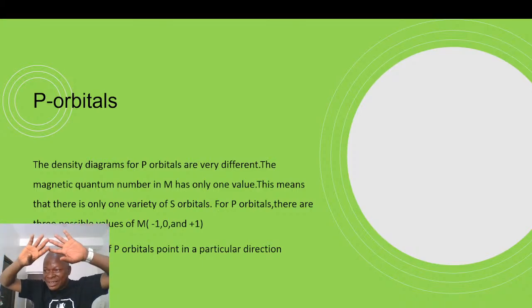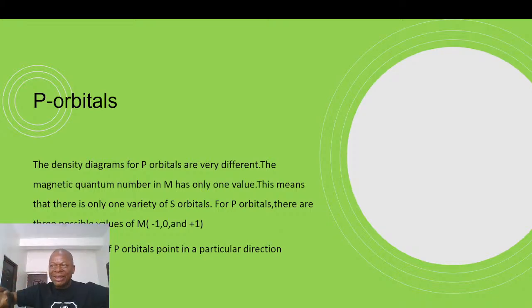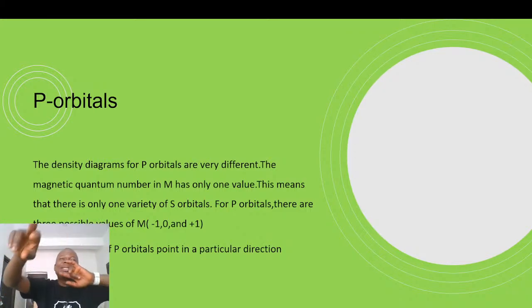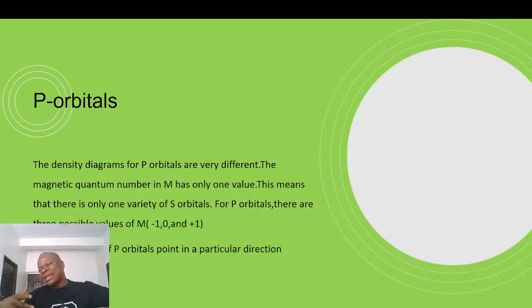So if you are to draw the shape of p orbitals, you're going to have 3 different shapes of p orbital, unlike the s orbital. Remember, the 3 types of orbital point in different directions. If you are to draw it, you see that they do not point in the same direction. They point in different directions. It is very important you know that.